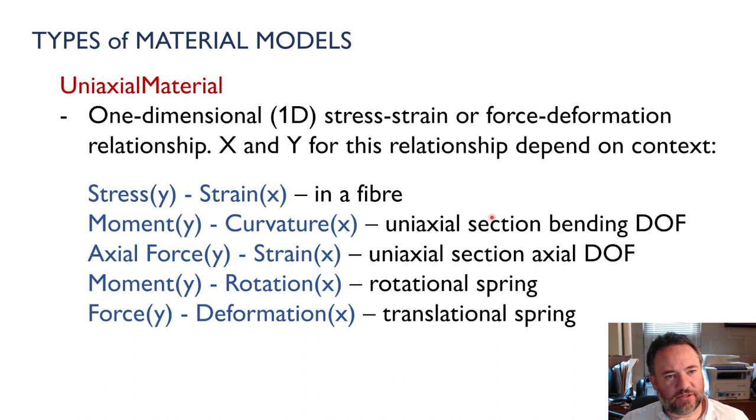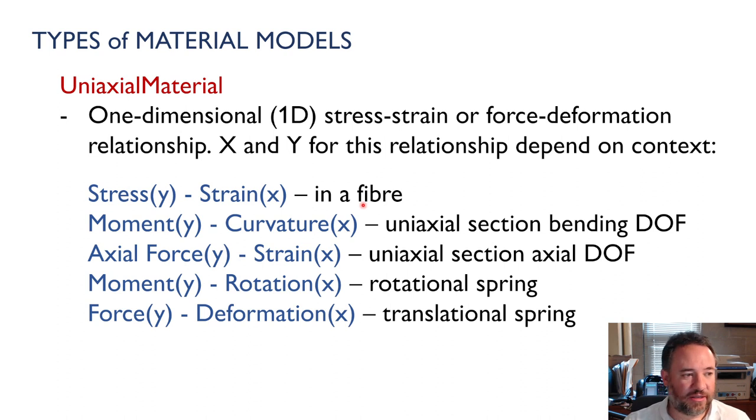So a uniaxial material just defines basically a one-dimensional stress-strain relationship or a force-deformation relationship. Also could be, of course, a moment-rotation relationship. And the units for this relationship, again, depend on the context. So if I'm defining a stress-strain relationship for use in a fiber, then my stiffness is going to be in MPa, right? The same units as Young's modulus. So my stress would be in units of stress, MPa, and my strain would be unitless, if I was defining a uniaxial material for use in a fiber.